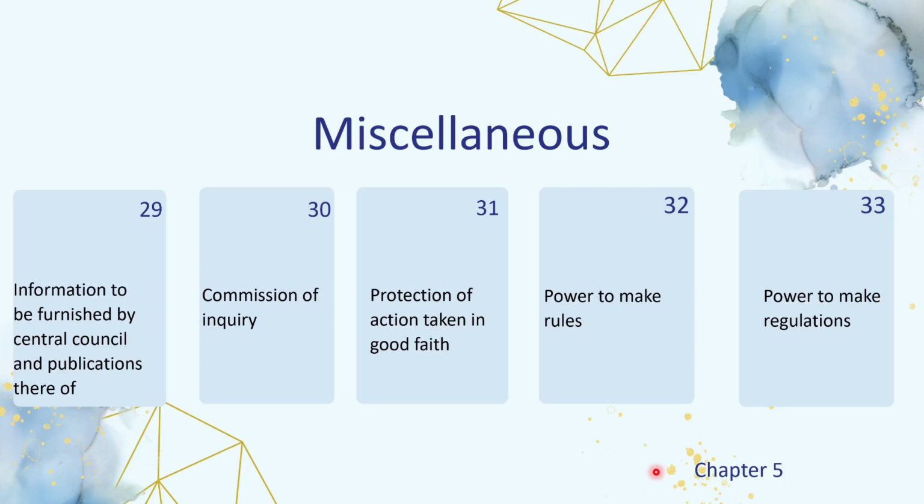Under chapter 5, we'll be dealing with the miscellaneous, that is all malpractices that are to be in scope. Here we go from point number 29 to 33. Under point number 29, we have information to be furnished by Central Council and publications thereof. Under this, we'll be dealing with the abstract copies that are published. And under point number 30, we have commissions of inquiry.